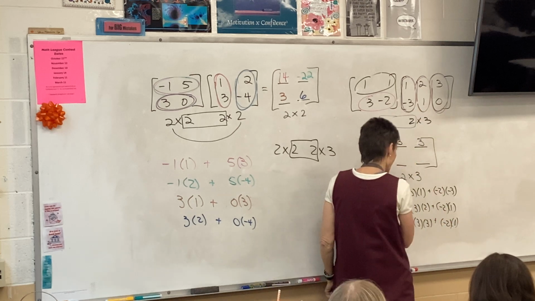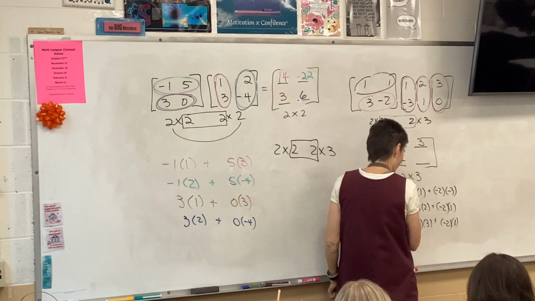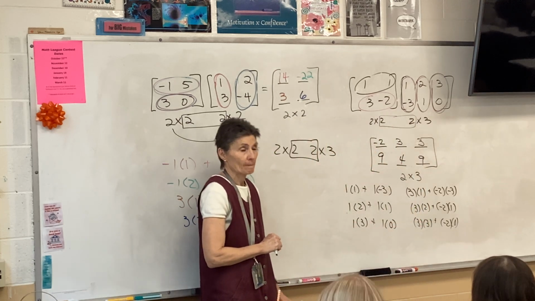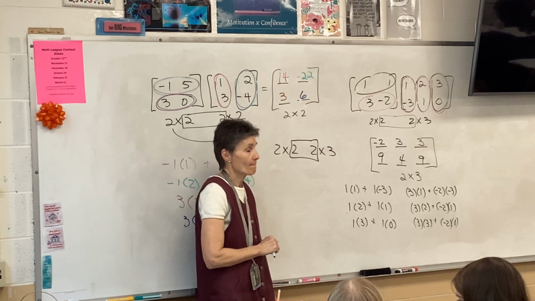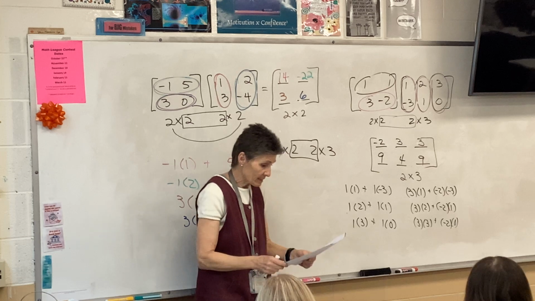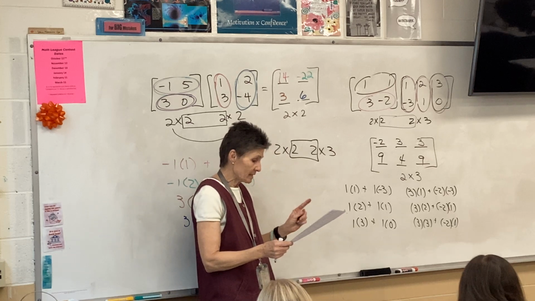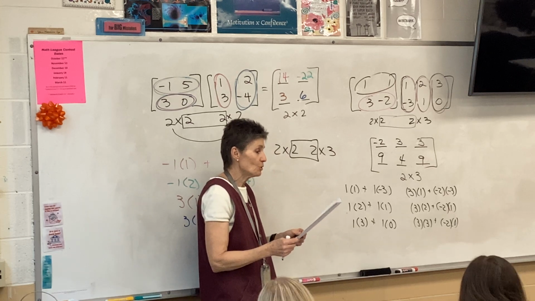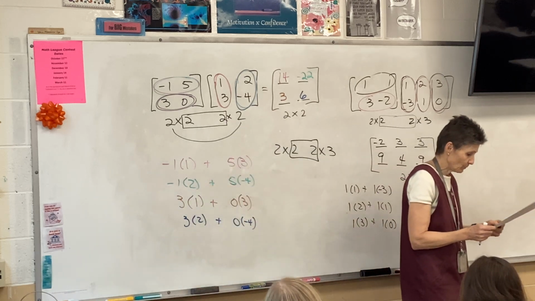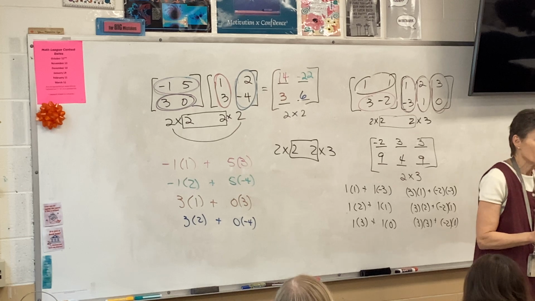I got 9, 4, and 9. What did you get? 9, 4, and 9? Okay, so I did. All right, it is time, which one is that? That was D? All right, it's time for you to do one now. Let's see how you and your partner can do with the last one.